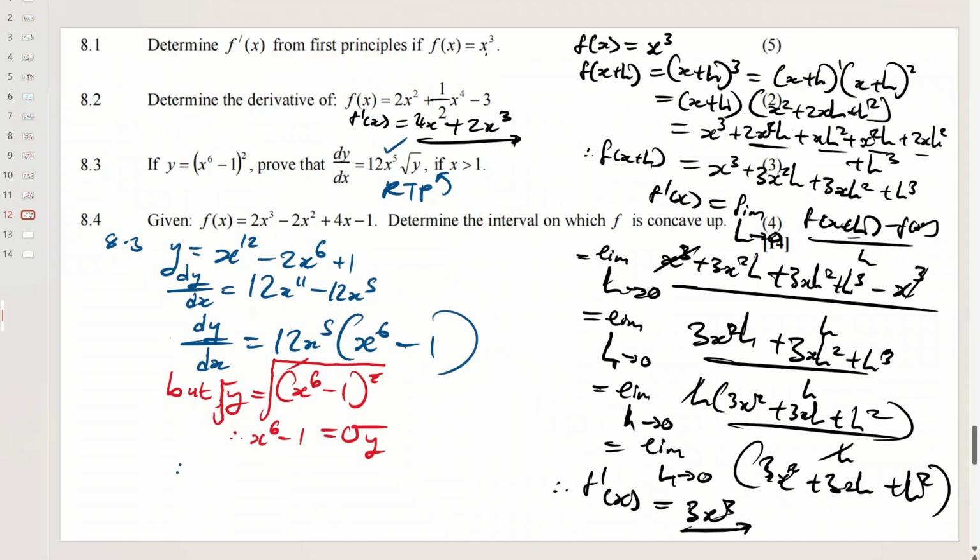You're going to say, therefore, the derivative of y with respect to x is just 12x to the 5, multiplied by the square root of y. And you can say x is to be greater than 1. Even if you don't say it, they told us x is greater than 1, that's their condition, not ours.